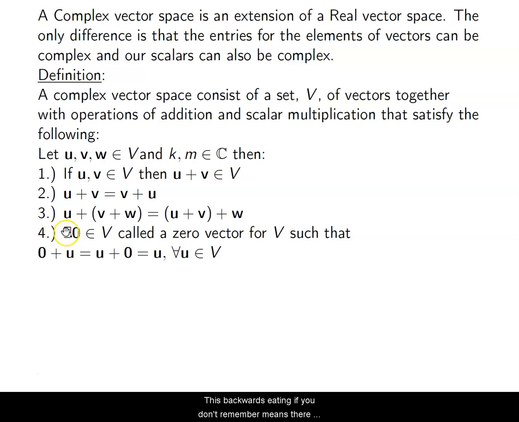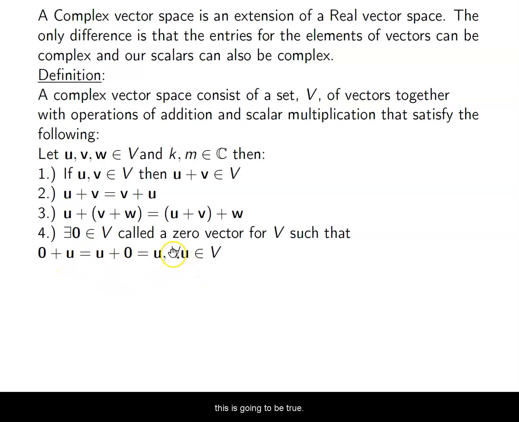Now, this backwards E, if you don't remember, means there exists. So this means there exists a zero vector inside of my set, called the zero vector for V. This exists for this set such that if I add this vector to any vector, it's the same as if I switch the order around, the commutative property of addition. So 0 plus something is the same as something plus 0, which will always get me my original vector that I'm adding to the zero vector.